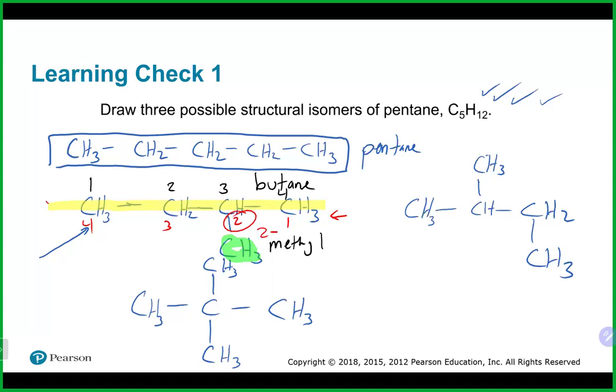And I'm just going to go up with the name. So this would be 2-methyl, and this would be butane in this case, right? So 2-methylbutane would be the name. First off, any questions on how I got to that name there?